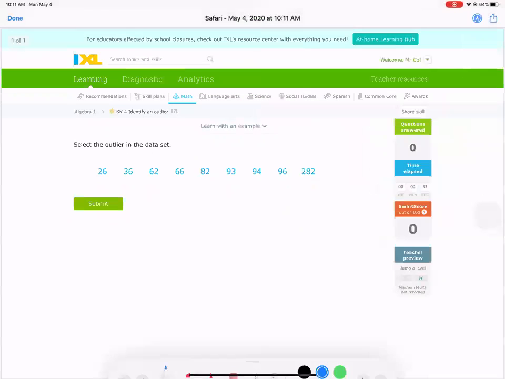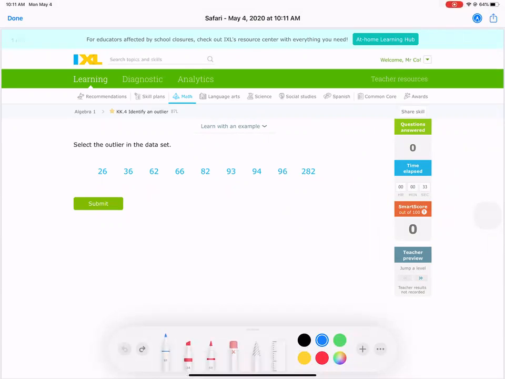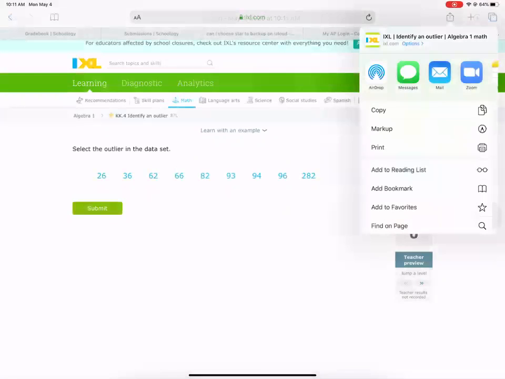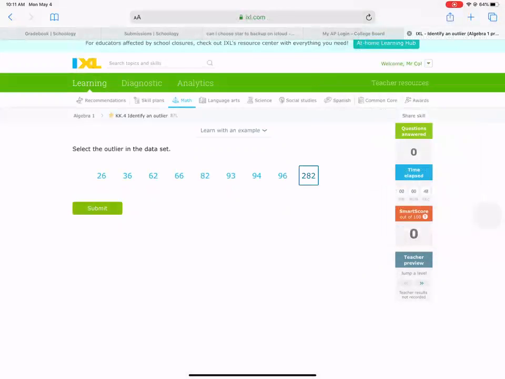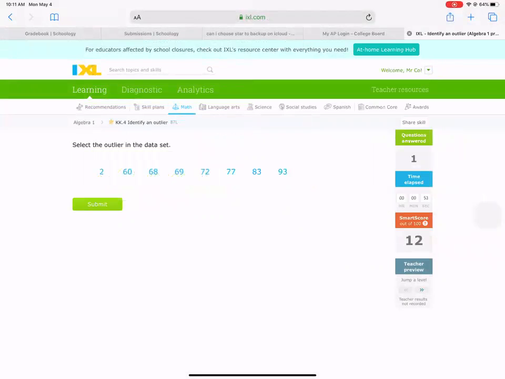So what happens is that we see numbers that are way out there that are either much too large or much too small, and that's our outlier. So what's the problem here? We're going to just click on 282 and hit submit. That's my outlier.